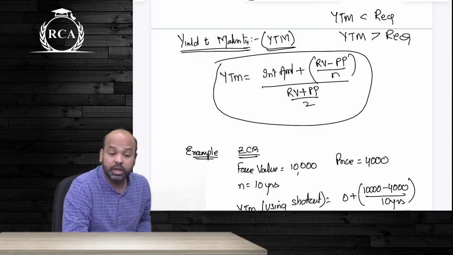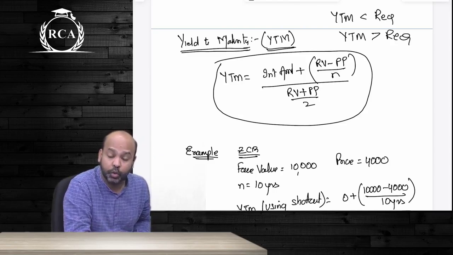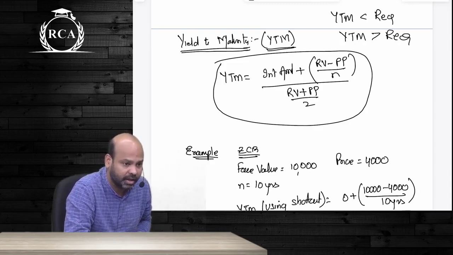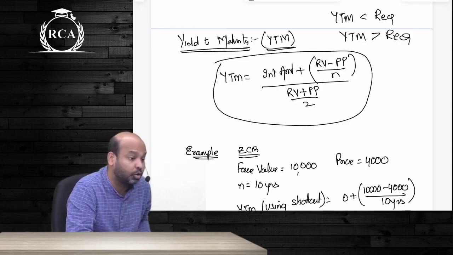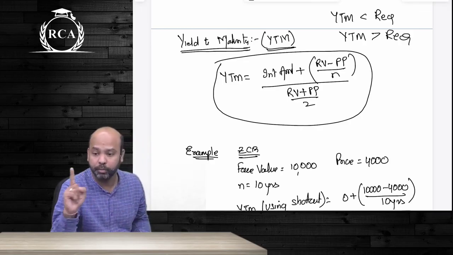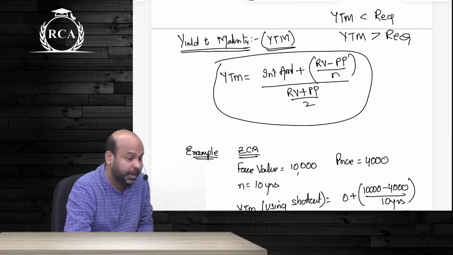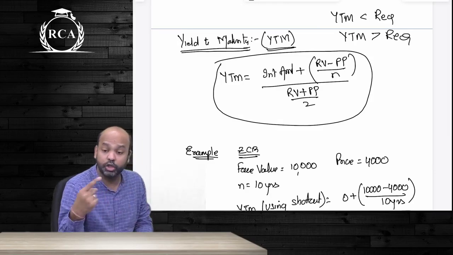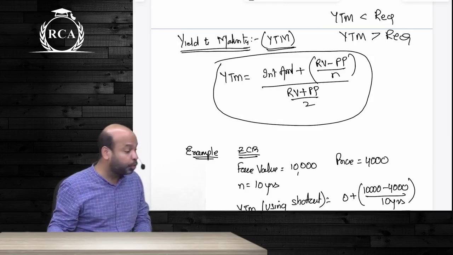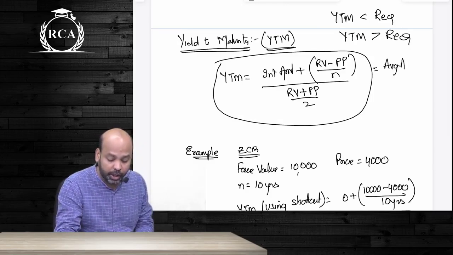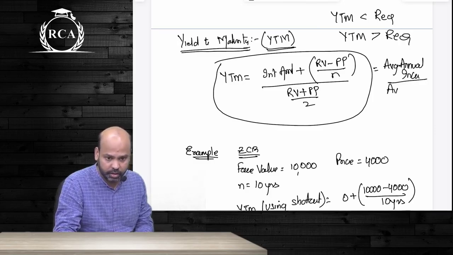So this YTM as such, beta, can be computed either using approximation method or using IRR technique. Approximation method can only be used for a coupon paying bond. It cannot be used for a zero coupon bond or a perpetual bond. It will result in a huge approximation error. So for a coupon paying bond, approximately, beta, it is your average annual income divided by average annual investment.